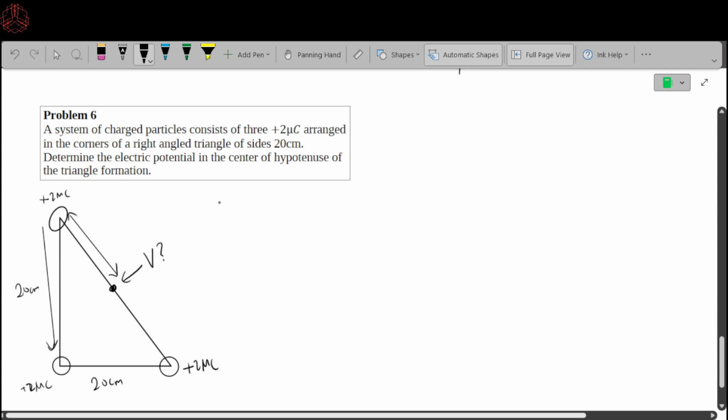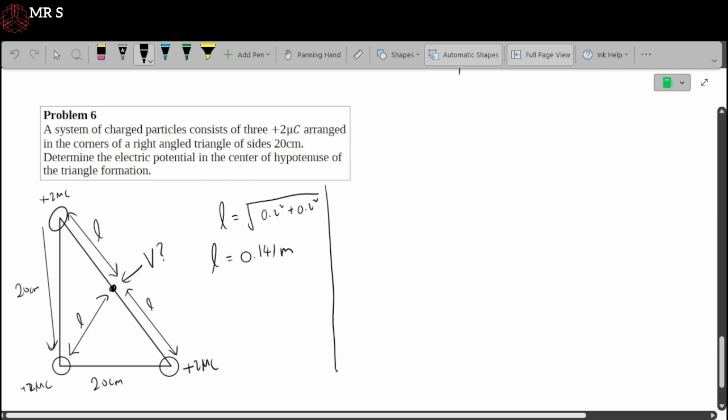So let's call this length L. It's the same length as this one. This is going to be L, this is going to be L as well. So this L is simply going to be the square root of 0.2 squared plus 0.2 squared, and this L is approximately 0.141 meters.